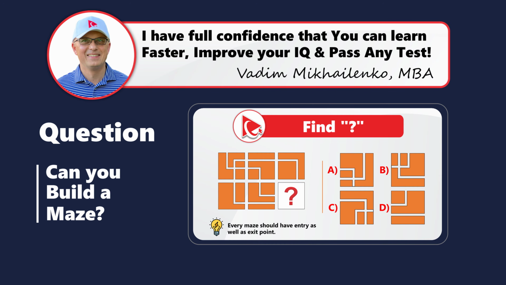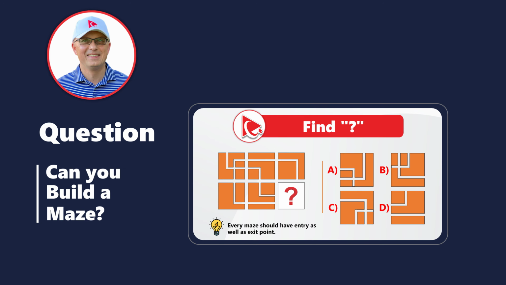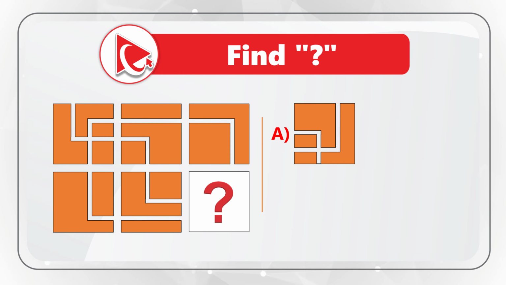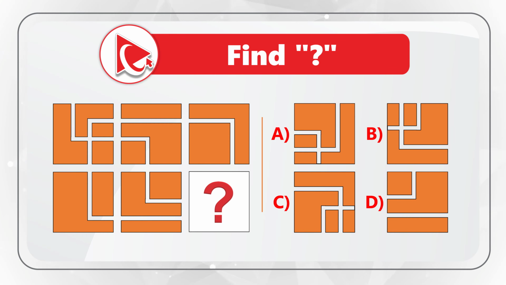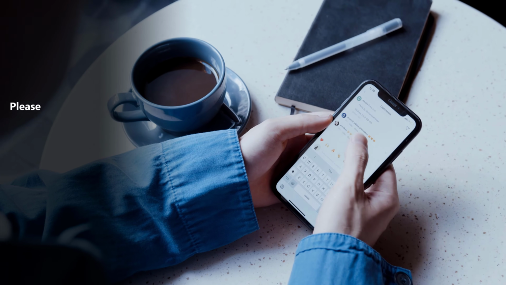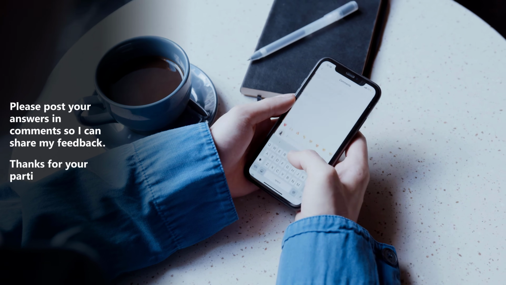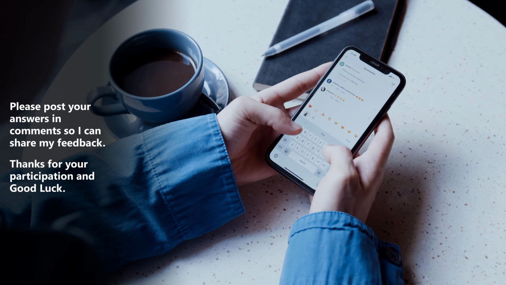And now I have a surprise question for you. You're presented with the maze, which misses 1 section. You need to complete the maze by selecting 1 out of 4 possible choices. Choices A, B, C, and D. Take a close look to see if you can find the missing piece. And once ready, make sure to post your answer in comments so I can share with you my feedback. Thanks for participating and good luck.